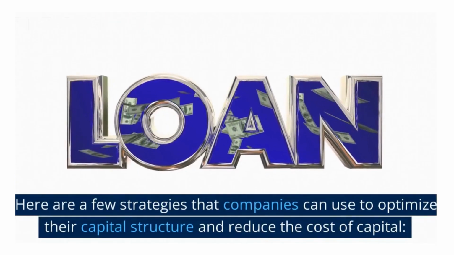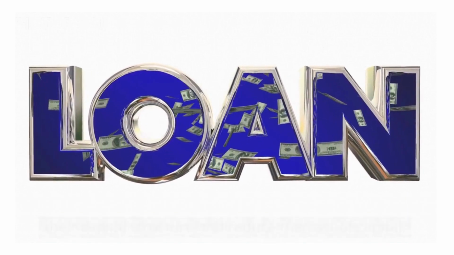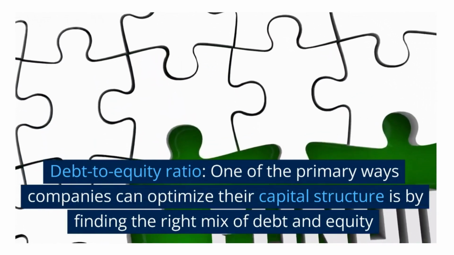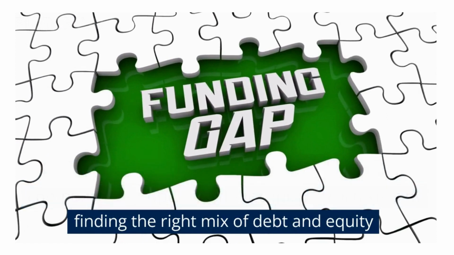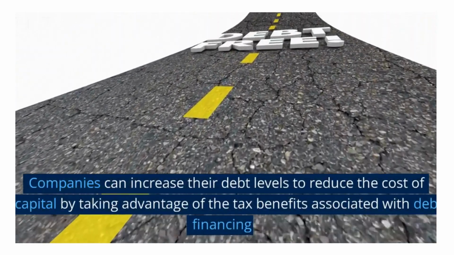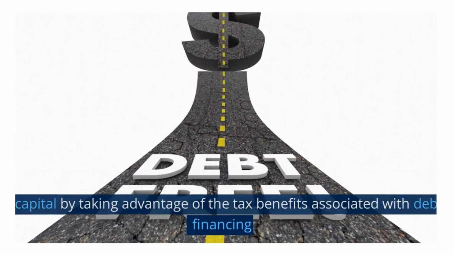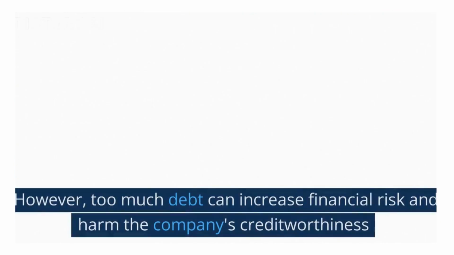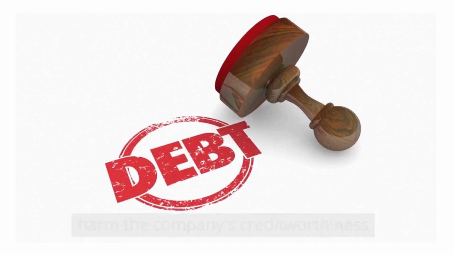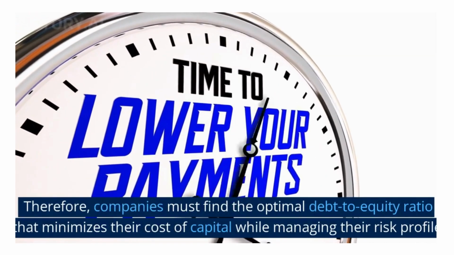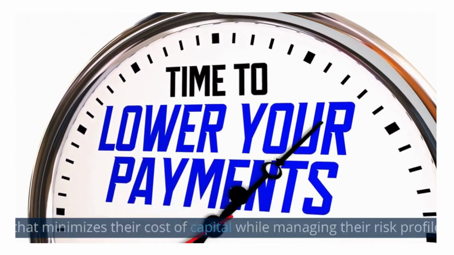Here are a few strategies that companies can use to optimize their capital structure and reduce the cost of capital. Debt-to-equity ratio. One of the primary ways companies can optimize their capital structure is by finding the right mix of debt and equity. Companies can increase their debt levels to reduce the cost of capital by taking advantage of the tax benefits associated with debt financing. However, too much debt can increase financial risk and harm the company's creditworthiness. Therefore, companies must find the optimal debt-to-equity ratio that minimizes their cost of capital while managing their risk profile.